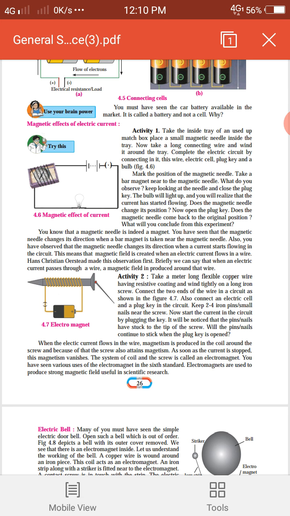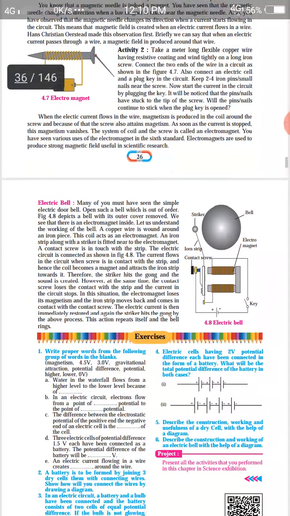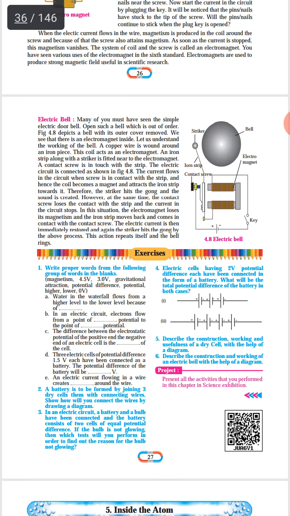Now, let us discuss figure 4.8. It shows an electric bell, the construction of the electric bell and also the electric circuit. The bell consists of an electromagnet, contact screw, iron strip, metal striker and metal gong. A coil of copper wire wound around an iron piece works as an electromagnet, and an iron strip along with a striker is fitted near it. A contact screw touches the strip. The circuit is closed with the key. The current flows in the circuit when the screw is connected with the iron strip.